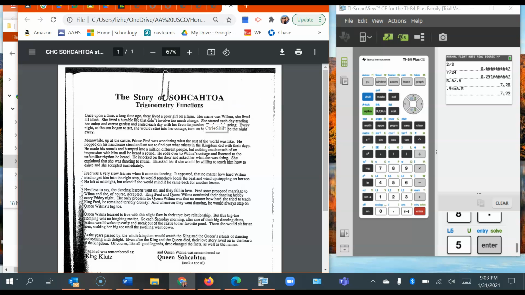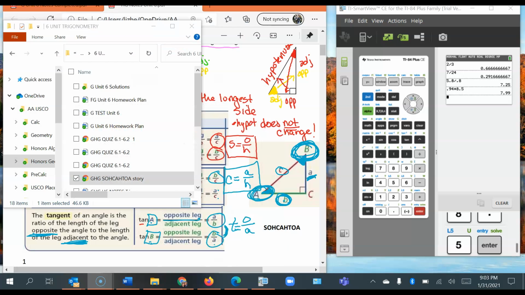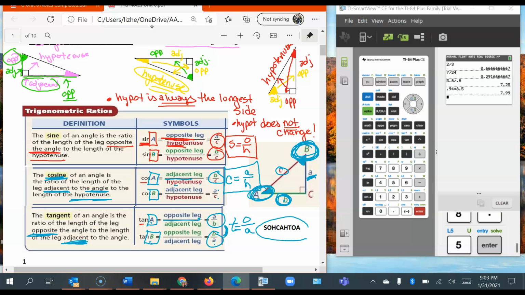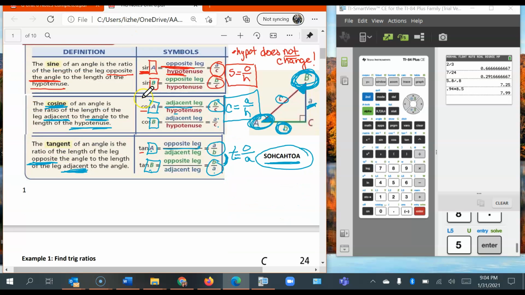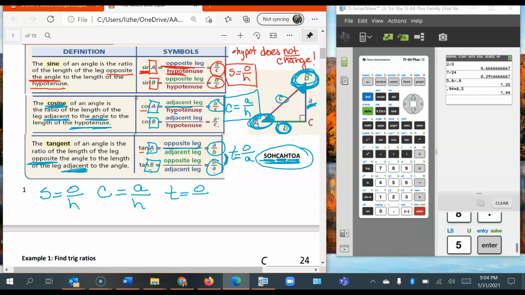Ooh, I can't write on this version. And down here at the bottom of the screen, you can see, and Queen Wilma was remembered as Queen Sokotoa. Now, remember how we spell that, and look on your notes, and there it is, Queen Sokotoa. And the reason we love the story of Queen Sokotoa is because if you can remember Sokotoa, you can remember your trig functions. So first we have SOH, sine equals opposite over hypotenuse. Then we have CAH, C-A-H, so cosine equals adjacent over hypotenuse. And finally we have TOA. So tangent equals opposite over adjacent.